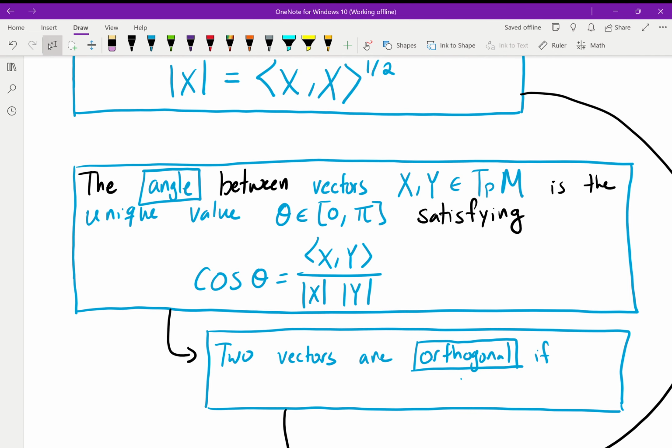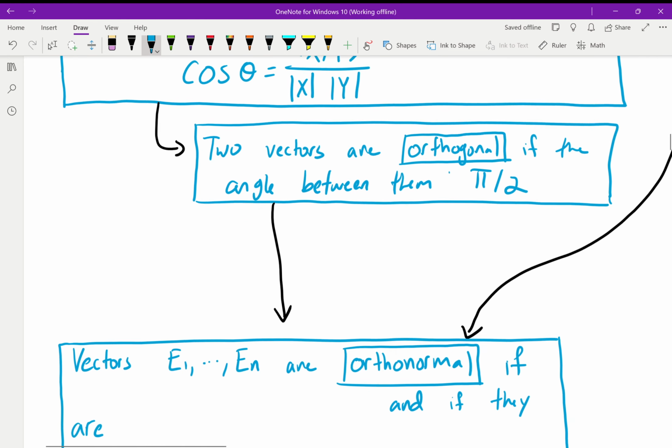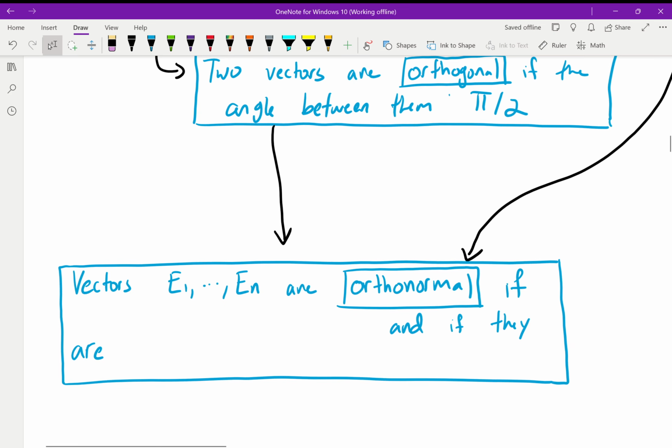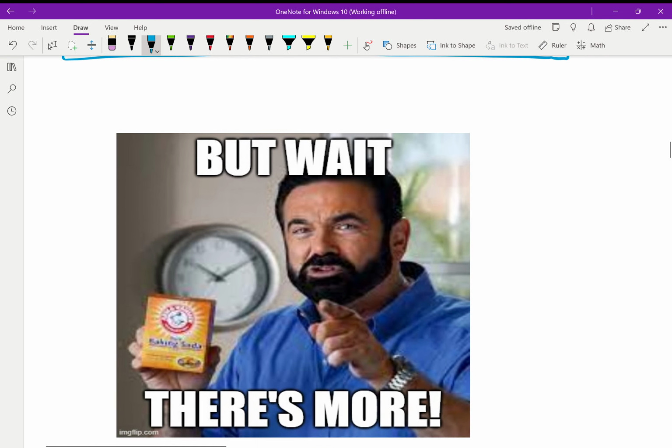And now that we have a notion of length and angle, we can talk about things that are related to these. So just like in the usual R^n case, two vectors are orthogonal if the angle between them is pi over 2, and a collection of vectors is orthonormal if their lengths are all 1, and if they are pairwise orthogonal, just as in the R^n case. But as a great commercial guy once said, but wait, there's more.